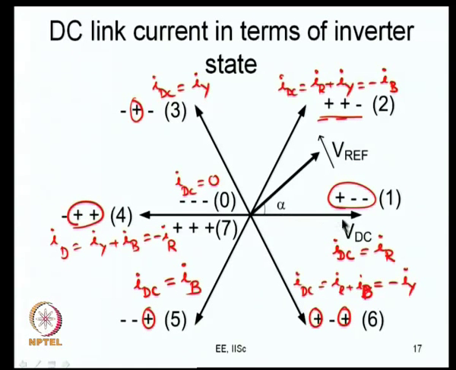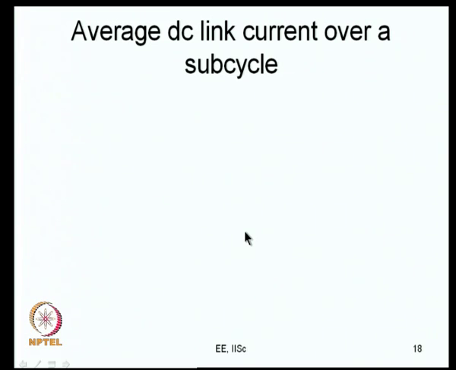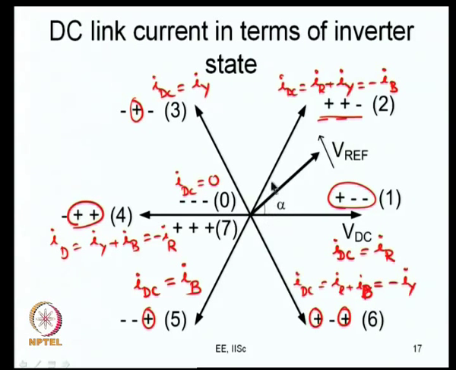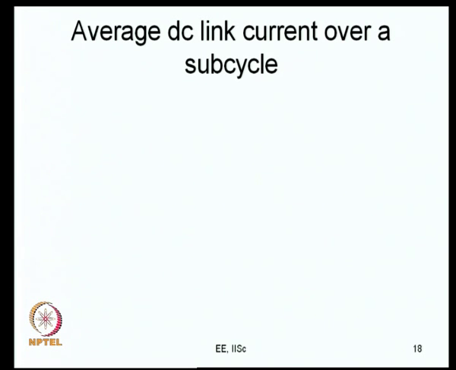This is the positive peak of R phase, this is the negative peak of R phase. This position stands for the positive peak of Y phase, this is the negative peak of Y phase. Similarly, this is the positive peak of B, this is the negative peak of B. So, you see that there is also a correlation there now. So, we have now tried to relate the DC link current in terms of the inverter states. So, let us go forward.